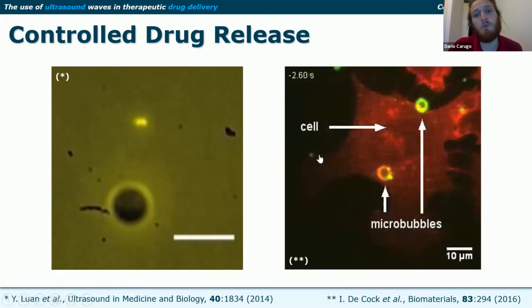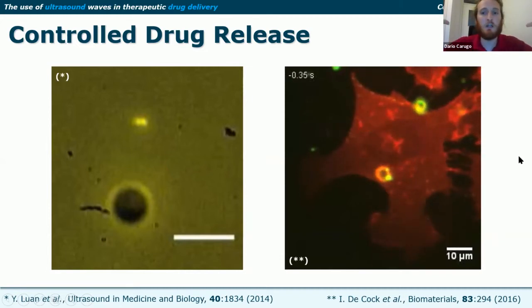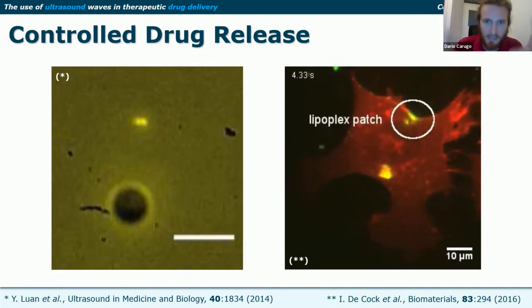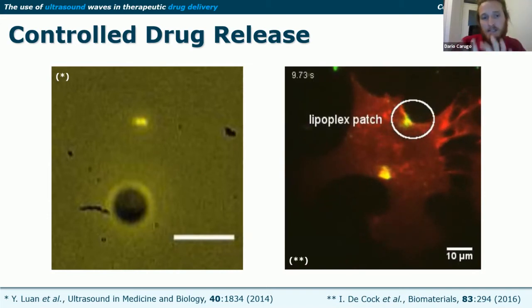It has also been shown that it's possible to control the directionality of release. This particular video shows a cell in red with microbubbles in green. When ultrasound is activated, the content from the microbubble shell, so potentially a therapeutic compound, is pushed against the cell. This is achieved by tuning the ultrasound field characteristics to obtain a certain directionality of release. So this shows that microbubbles can be used as a delivery system which enables controlled release of a therapeutic payload.